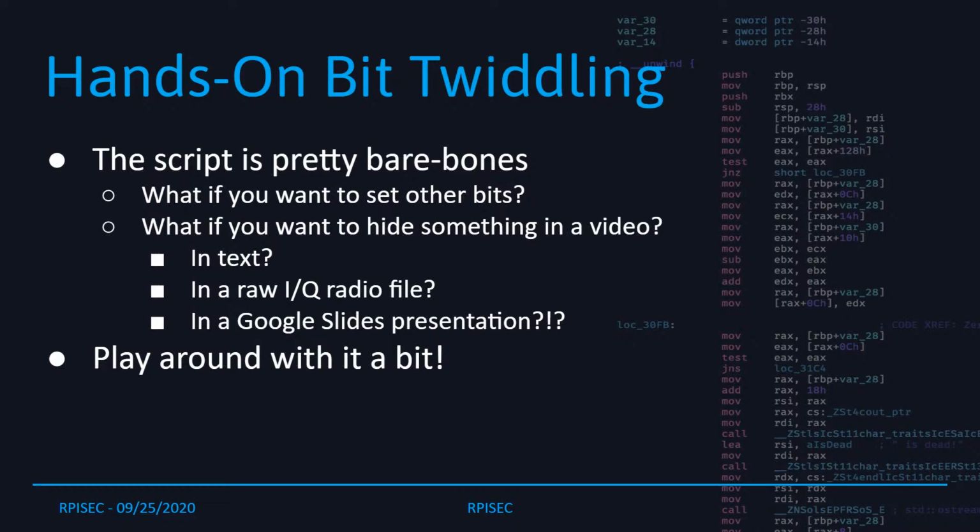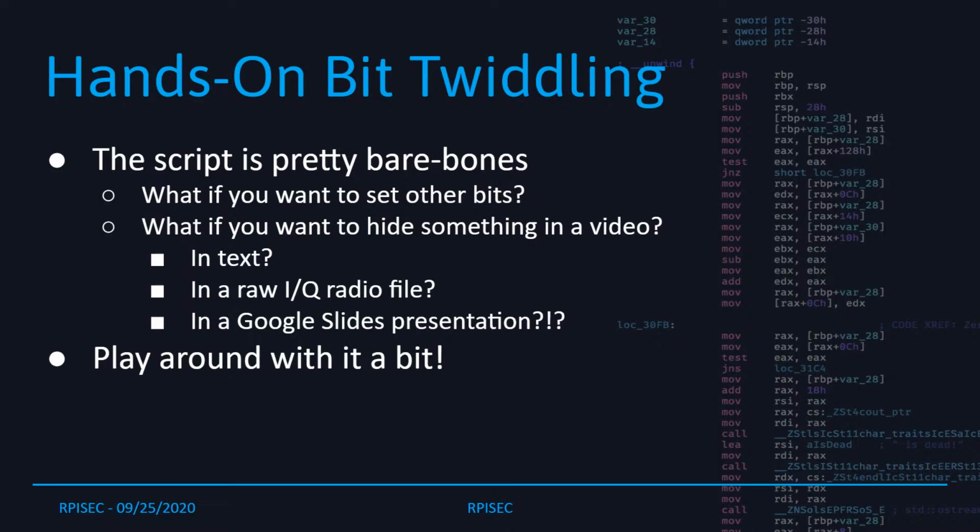So yeah, this is a pretty bare-bones script overall. It doesn't let you pick which bit to set. It doesn't let you do video. There's a lot of stuff you could do to extend this, and I think it's actually pretty straightforward to do so. There's a lot of nice Python libraries out there for this kind of stuff. Images, video, audio, text, I hope, and so forth.